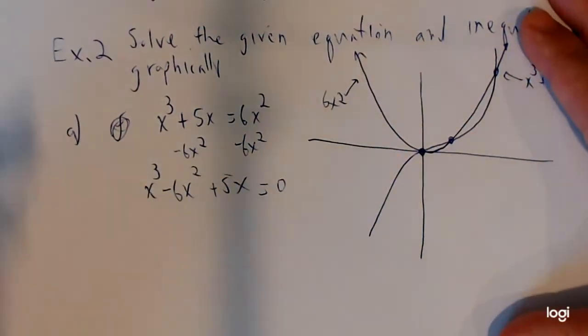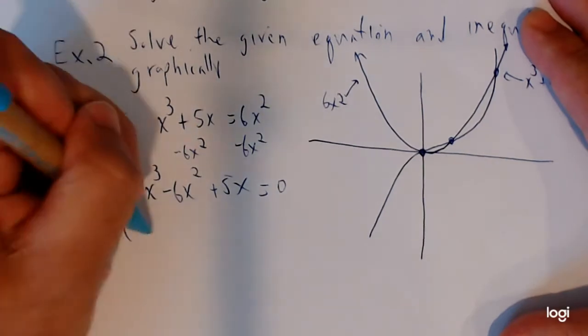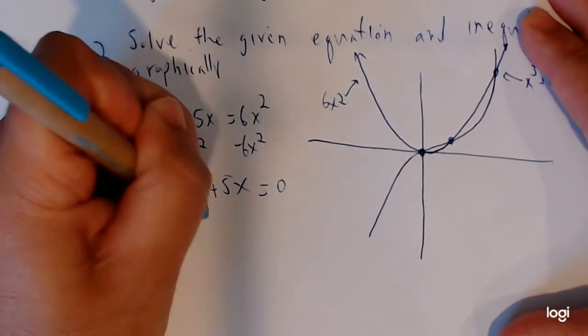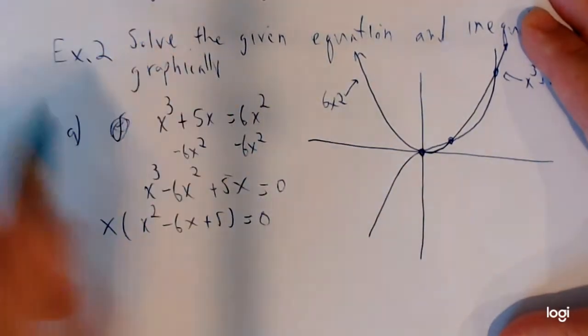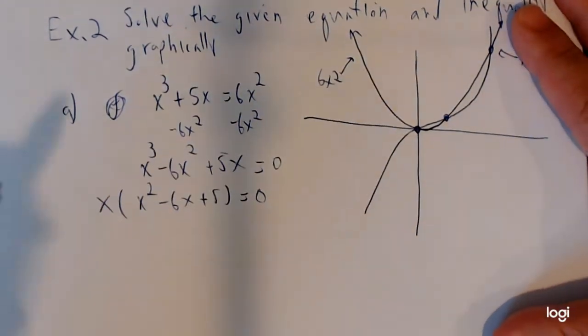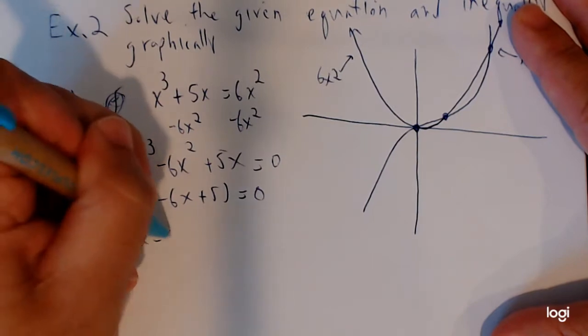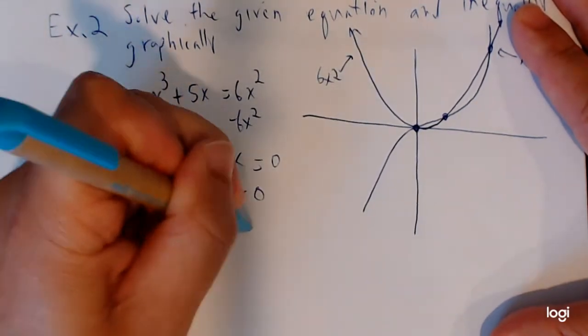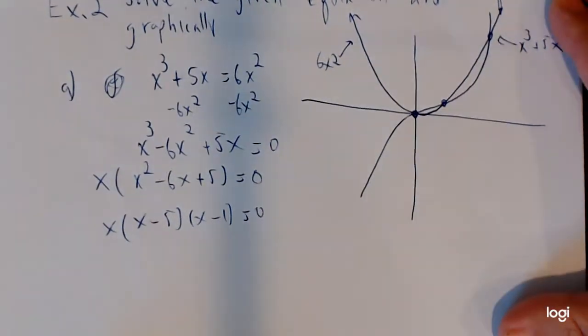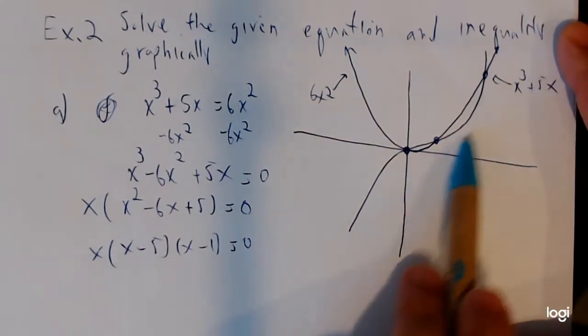Right away I see that they have an x in common. I factor out the x. I get x squared minus 6x plus 5. And then I see that this is a quadratic, so I could solve that by factoring further. And what does that factor to? x minus 5, x minus 1 equals 0. And we could see the 3 x values, and notice how I'm getting 3 x values as the graph suggested.